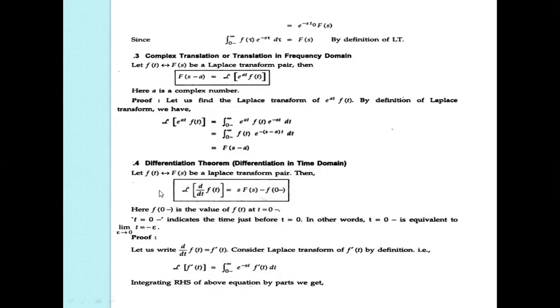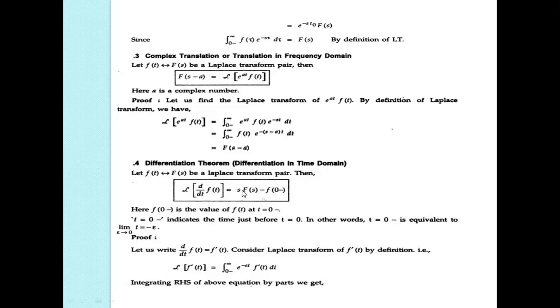Coming to the fourth property, it is also in the Fourier transformation and the Fourier series: differentiation in the time domain. The Laplace transform of d/dt of f(t) is s F(s) minus f(0 minus). Here they are taking f(0 minus). It is for the unilateral, not for the bilateral, my students.